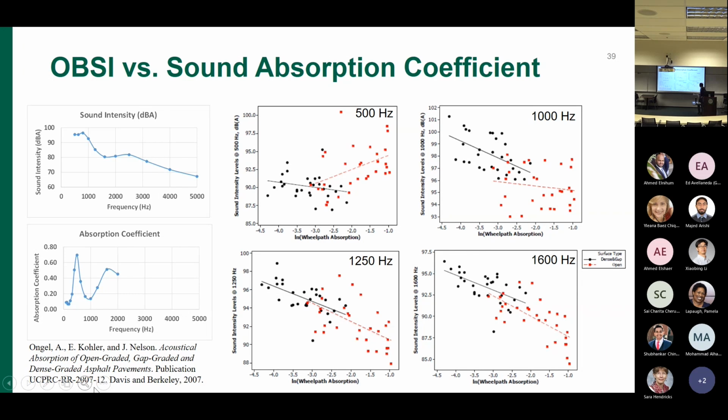When we took the data set from the field study, we checked the correlation between the OBSI sound intensity measured in the field and the sound absorption measured in the lab on porous specimens. We found that there is a good correlation between the sound intensity in the field and the sound absorption in the lab at certain frequencies, particularly at high frequencies, in terms of 1,250 hertz and 1,600 hertz. At high frequencies, we do find a good correlation.